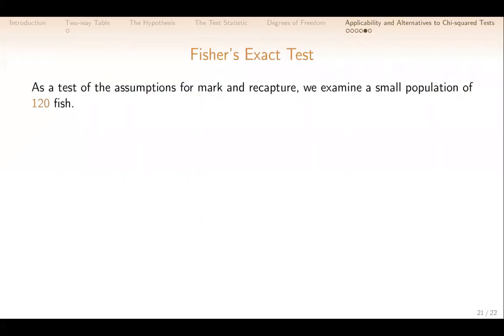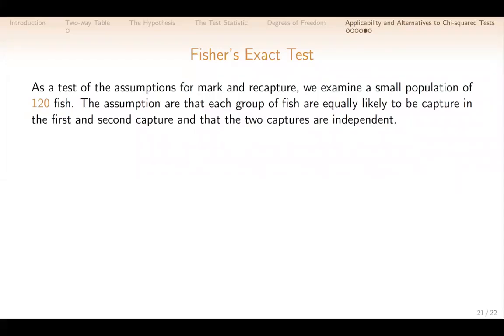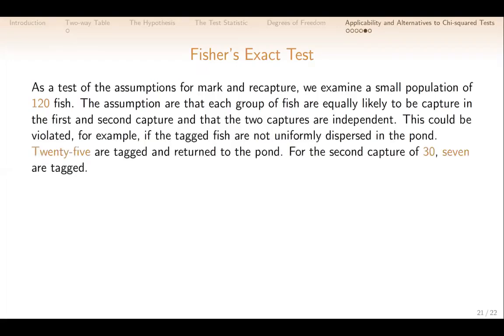So let's test the idea of mark and recapture. I'll look at a small population of 120 fish. So for example, I could test the fidelity of this by having a known population and then train people on how to do mark and recapture and see how good their ability is to make this independence assumption that's part of the Fisher exact test. So the assumption is that each group of fish are equally likely to be captured in the first and second capture, and that the 2 captures are independent.